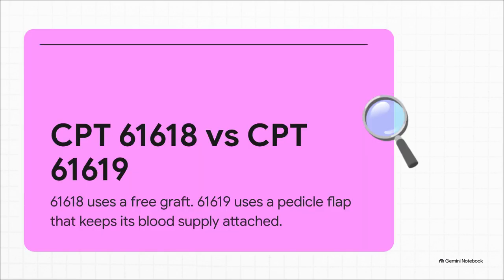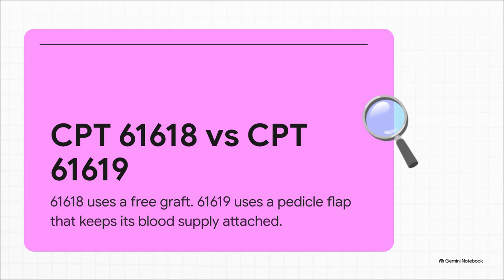Finally, we hit the third part of our triad, reconstruction and closure. Often, these intense procedures result in a cerebral spinal fluid, or CSF, leak that requires a secondary repair of the dura. Your coding here depends completely on the blood supply of the tissue being used. If the surgeon uses a free tissue graft, meaning tissue taken from somewhere else in the body that doesn't keep its native blood supply, you assign CPT 61618.